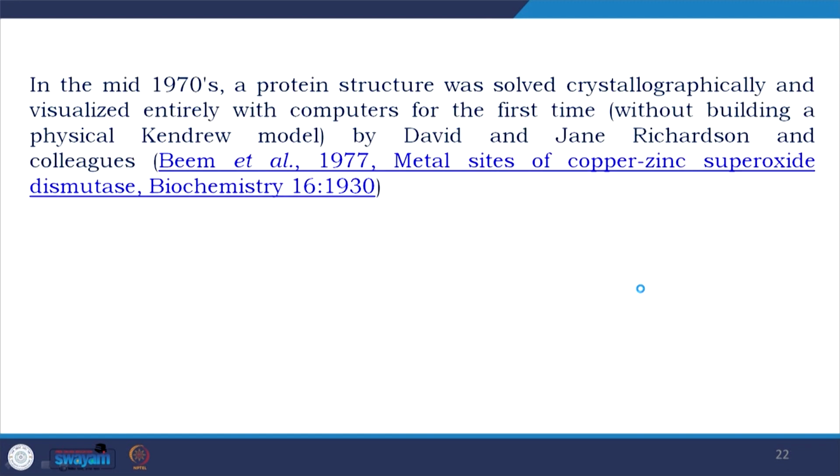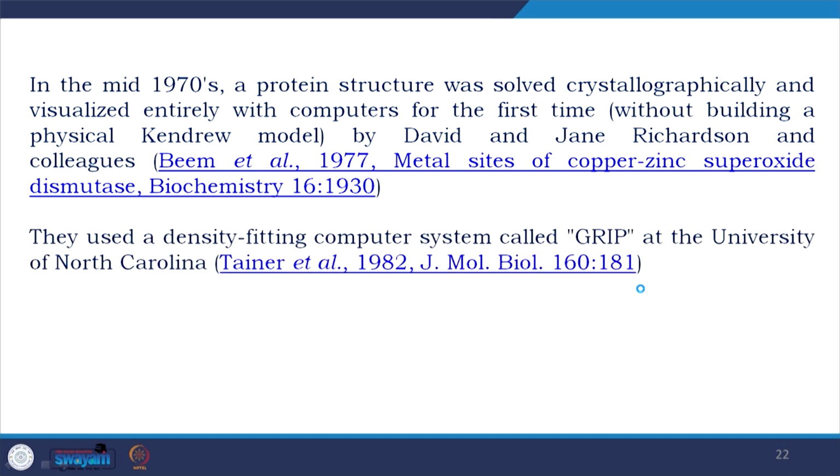In the mid 1970s, a protein structure was solved crystallographically and visualized entirely with computers for the first time, without building a physical Kendrew model, by David and Jane Richardson and colleagues. I have given the paper so that if you are interested, you could go to the paper and go to the details of the work. They used a density fitting computer system called GRIP at the University of North Carolina.